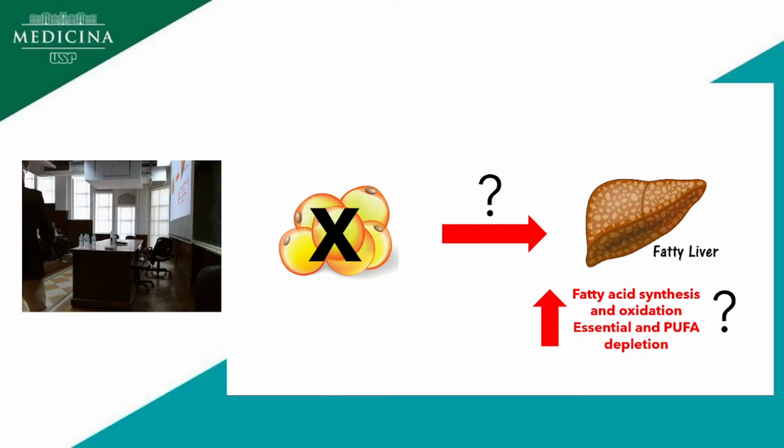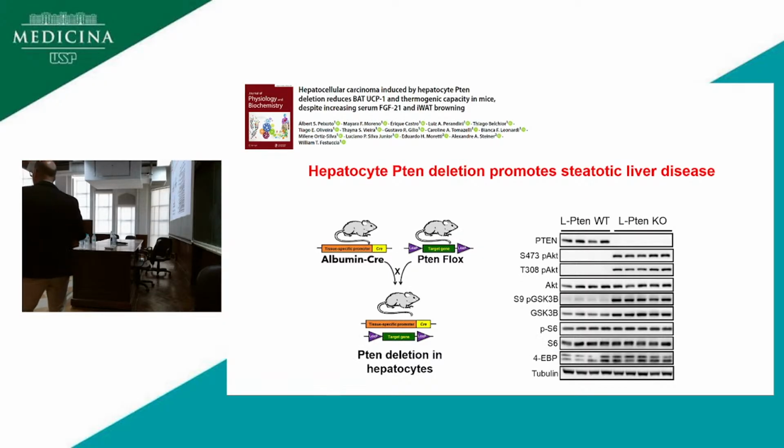So what we did next, because these lipoatrophic mice do have a lot of change in their metabolism, was to investigate whether these phenotypes could be reproduced in another model of liver disease. So we produced a mouse model of liver disease in which we deleted this protein in hepatocytes, which is PTEN. PTEN is a lipid phosphatase that inhibits the signaling in the PI3 kinase, PI3K AKT signaling pathway.